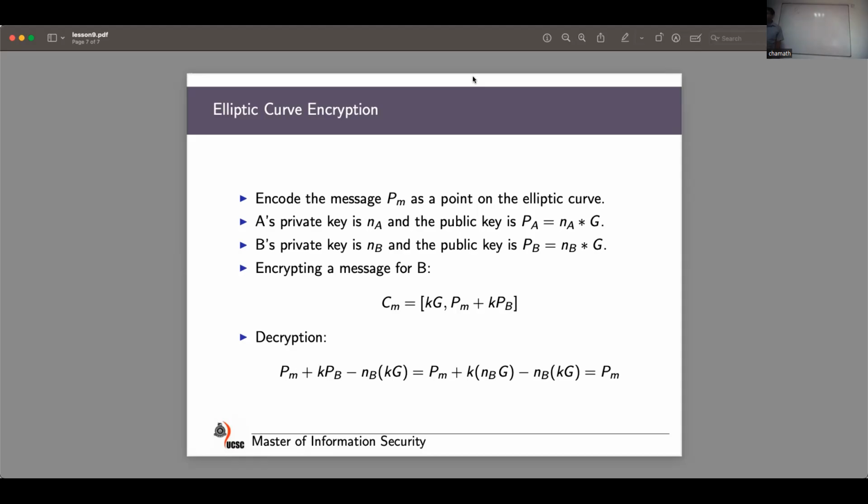And then Alice has a private key, NA. Alice also has a public key, point PA. Remember, these are points. Point PA is calculated like this, NA G, as in the Diffie-Hellman key exchange. Bob also has a private key and a public key. So this is Alice, this is Bob. Bob has the private key NB and public key PB is NB into G.